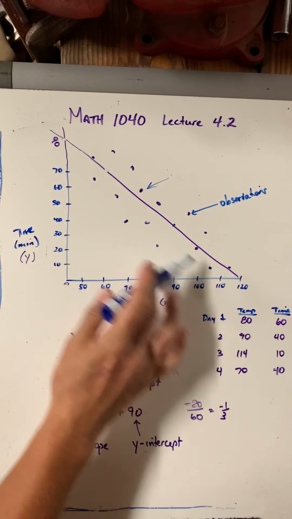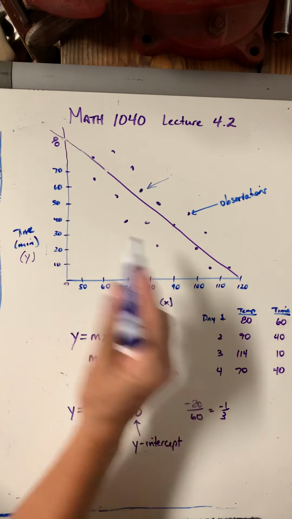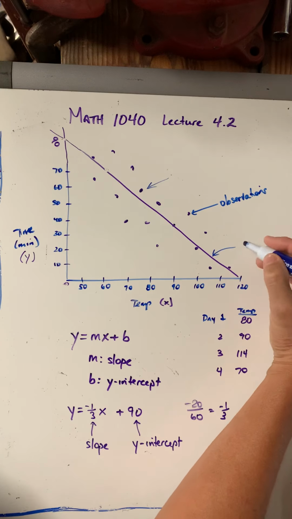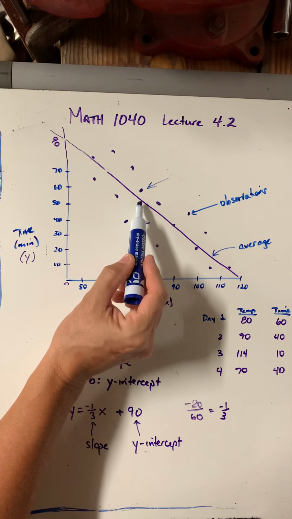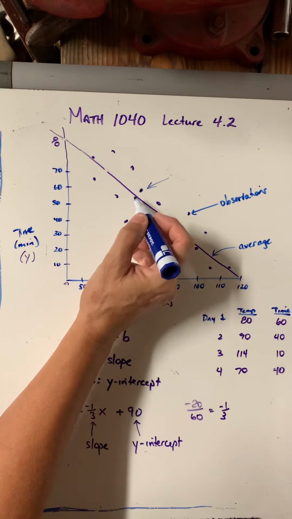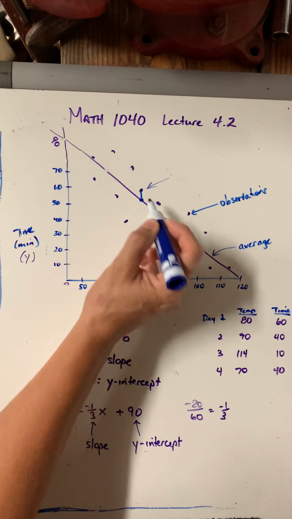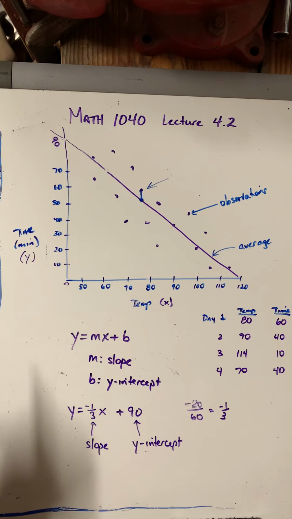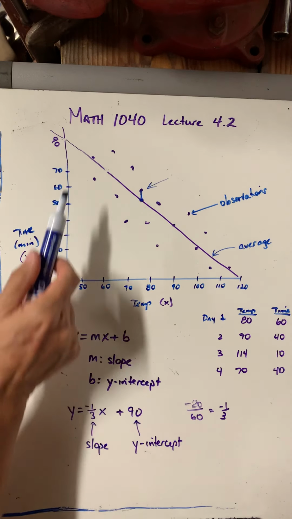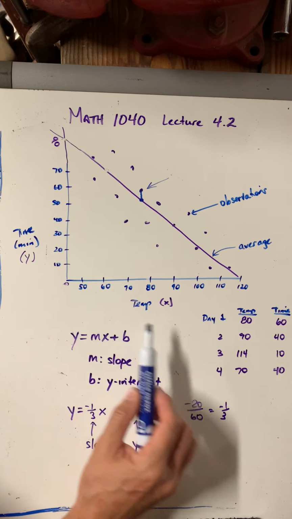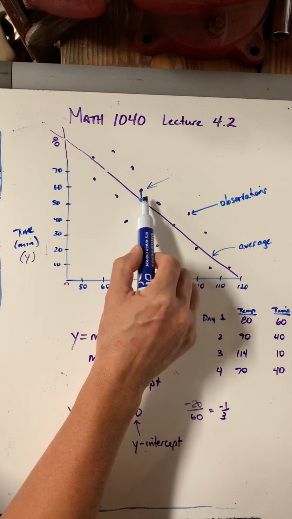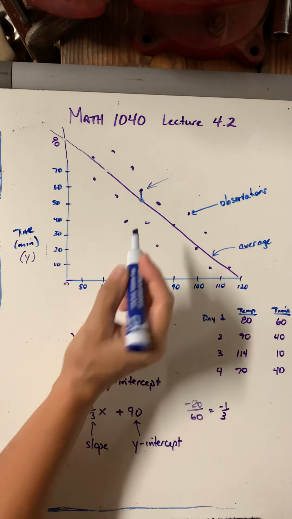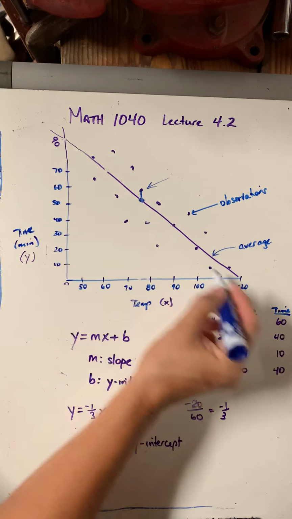The line represents the average of all those observations. So oftentimes they use the word average to talk about the line. They may say, was this observation above average or below average? Well, it was actually higher than what the average would have given me. In other words, if I had taken the equation of this line and plugged in 80 degrees, it would have given me a slightly different result than what I actually observed. My observation was above my average. My average is the line.